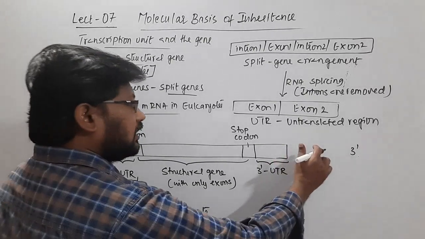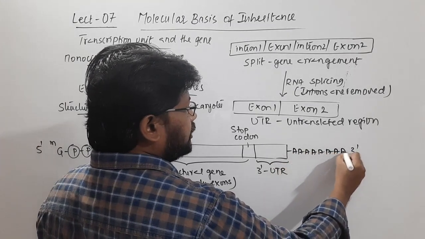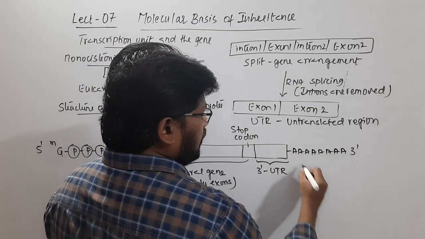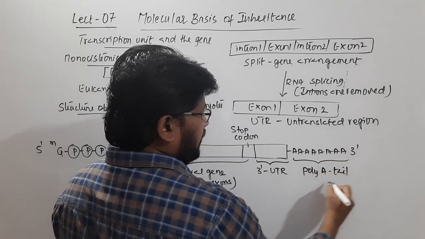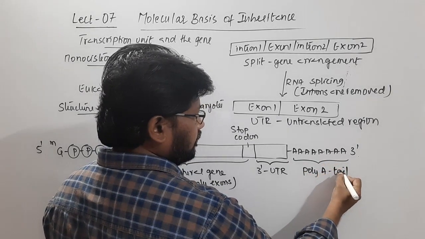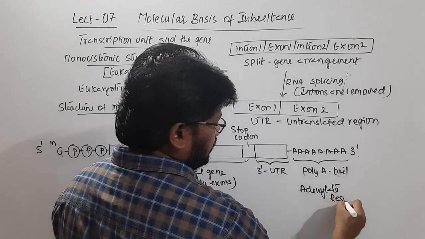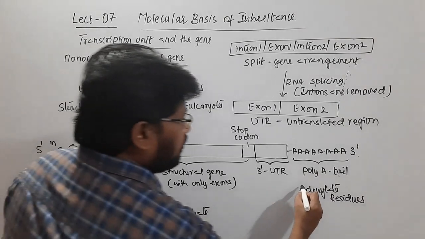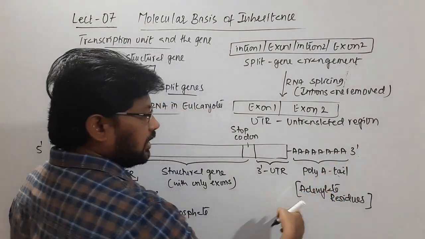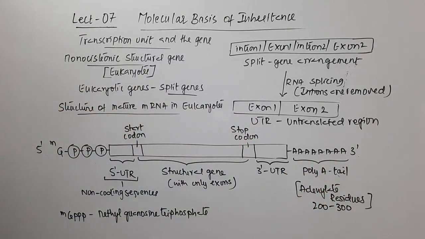And in a similar way, on the 3' end, there will be addition of lots of adenylate residues. So these form something called the poly A tail. The poly A tail consists of adenylate residues. Around 200 to 300 such adenylate residues will be added on the 3' end.